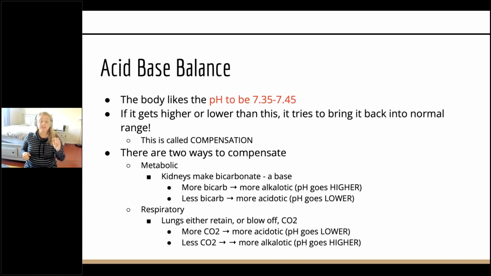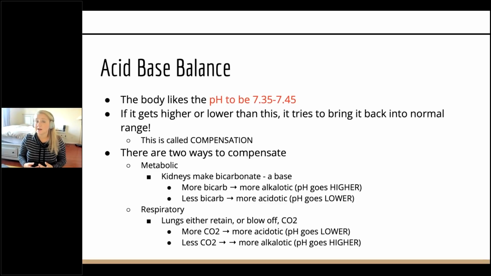Now, the other system that can help us compensate, change the body's pH, and bring it back into this normal range of 7.35 to 7.45 is the respiratory system. And the respiratory system does this with our handy dandy lungs that can exhale or retain carbon dioxide. Carbon dioxide is an acid. So if we hold on to it and we have lots of carbon dioxide in our body, we become more acidotic. More acid, low pH, acidotic.